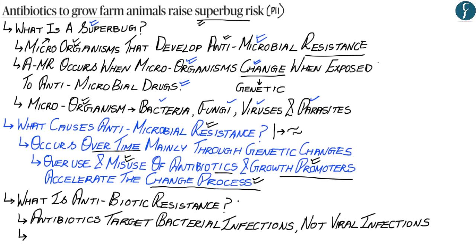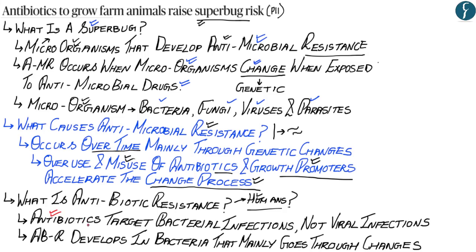Now, the second aspect of antibiotic resistance you should understand is whether antibiotic resistance develops in humans or not. You should understand that antibiotic resistance develops in the bacteria itself, and it is this bacteria which goes through the genetic changes. So now hopefully up till here you've also understood that antibiotics target bacterial infections and not viral infections, wherein this antibiotic resistance develops mainly in the bacteria that goes through the genetic changes.